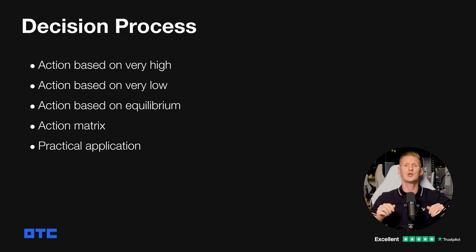In this lesson, you will learn how to decide which actions to take based on any combination of direction and location. At first, this might sound a bit complex, but don't worry. We will break it down step by step. By the end of this lesson, you will also have a cheat sheet that summarizes everything in one convenient, easy to follow overview. Let's get started.